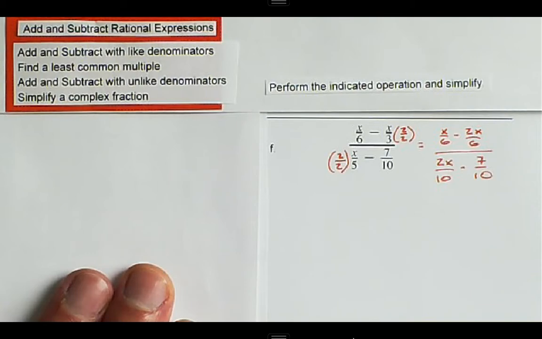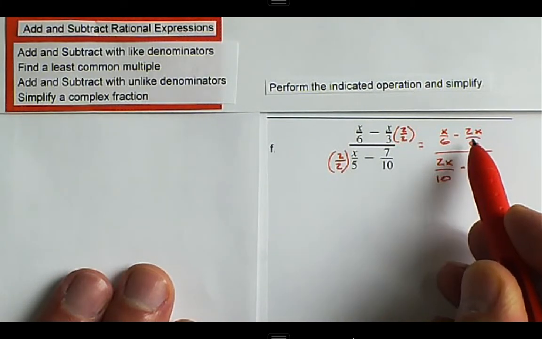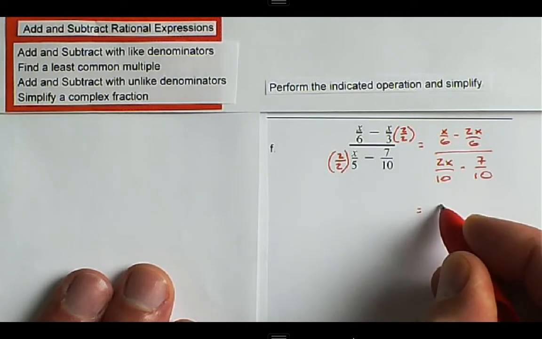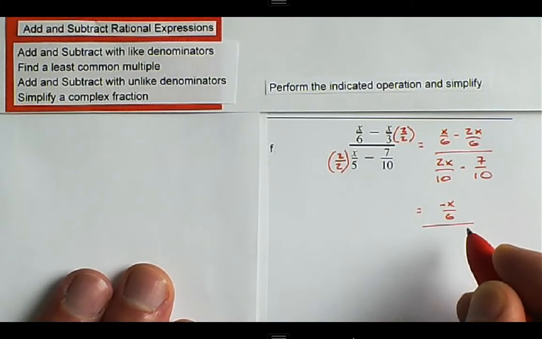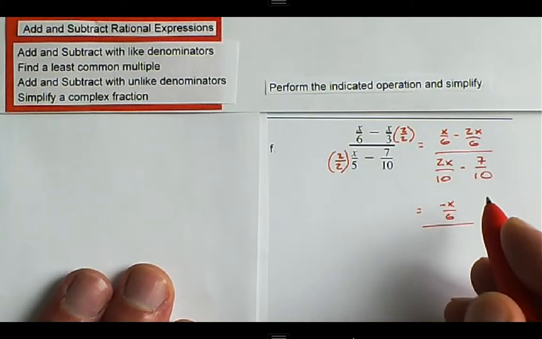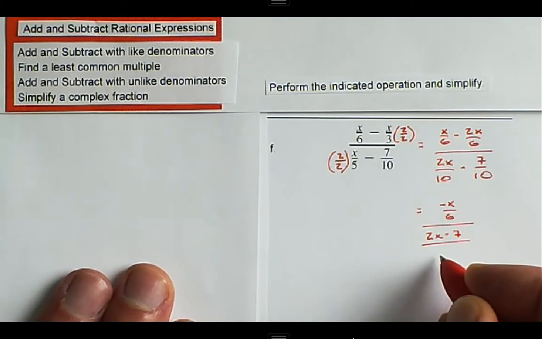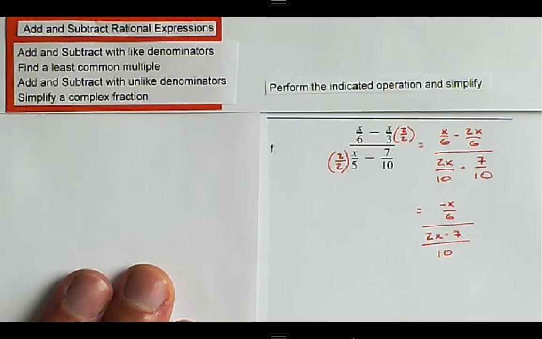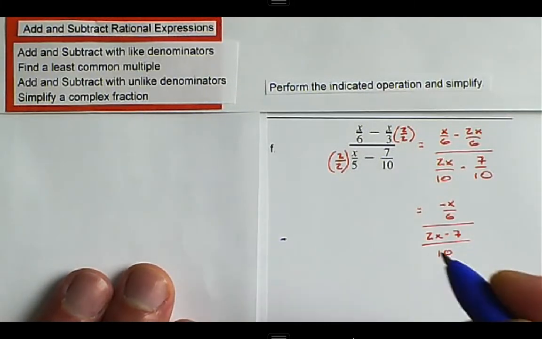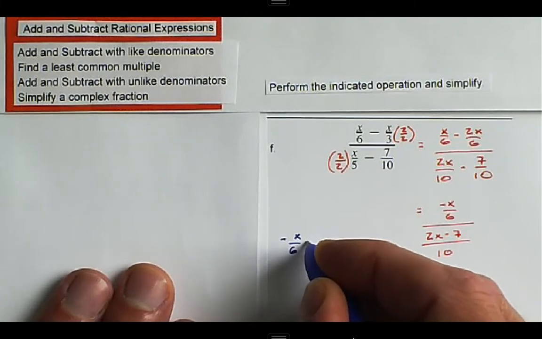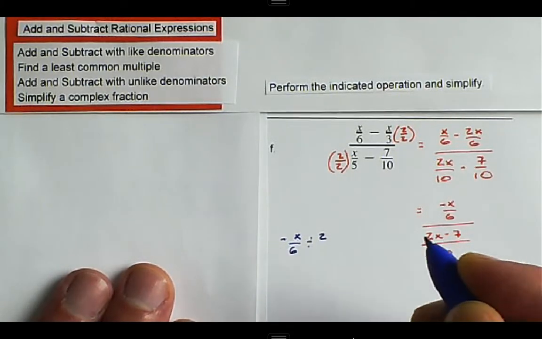Now we can perform these operations. And so we are going to get x minus 2x becomes negative x over 6, divided by 2x minus 7 over 10 still. Now we have a fraction divided by a fraction, or we could write this out another way, as negative x over 6 divided by 2x minus 7 over 10.